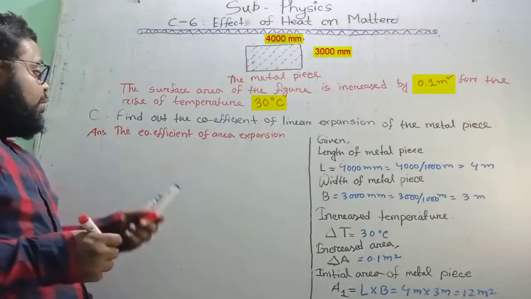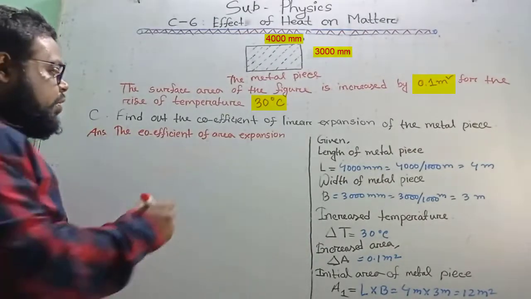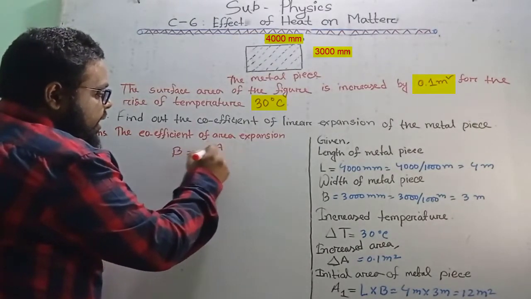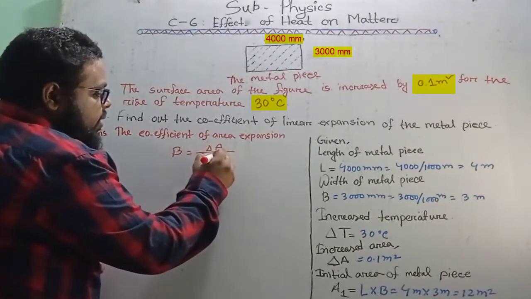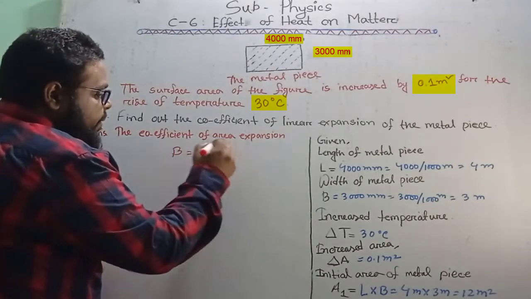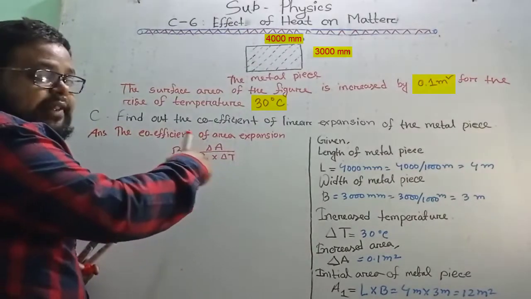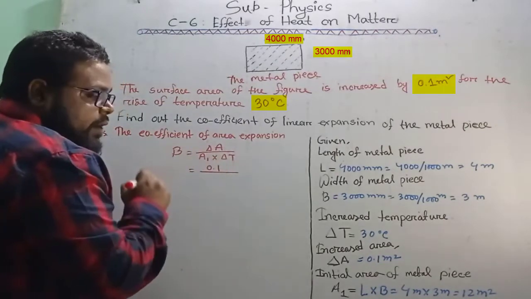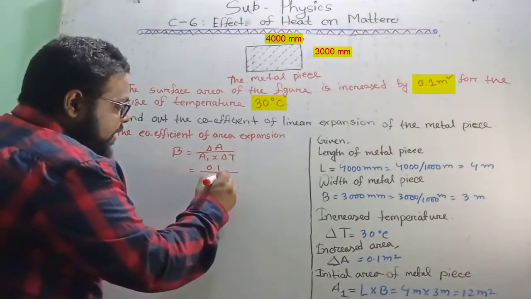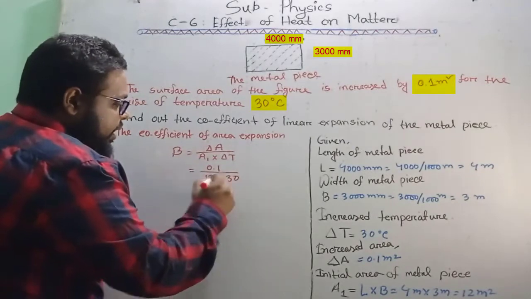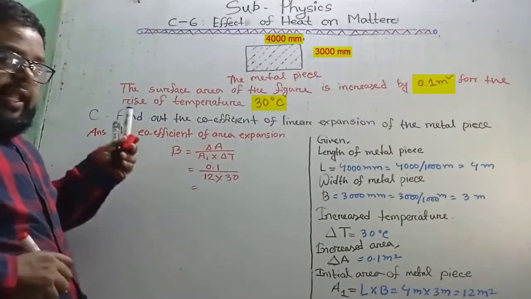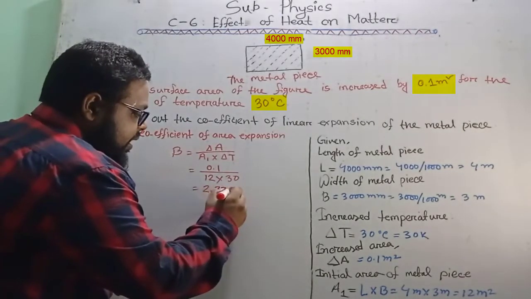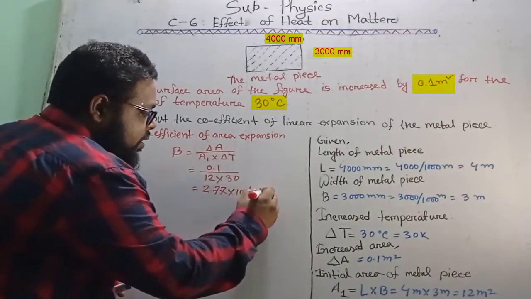So student, we know that the coefficient of area expansion beta equals del A divided by A1 into del T. So put all of these values in this equation. Del A equals 0.1, A1 equals 12, and del T equals 30. So we will get the coefficient of area expansion equals 2.77 into 10 to the power minus 4 per Kelvin.